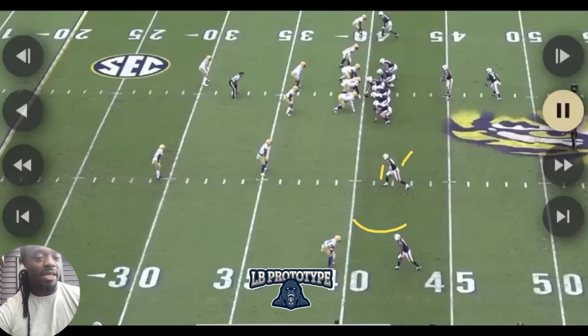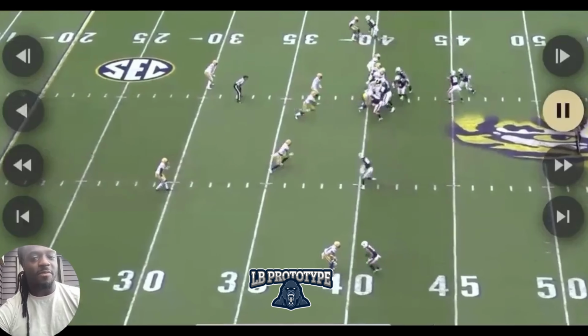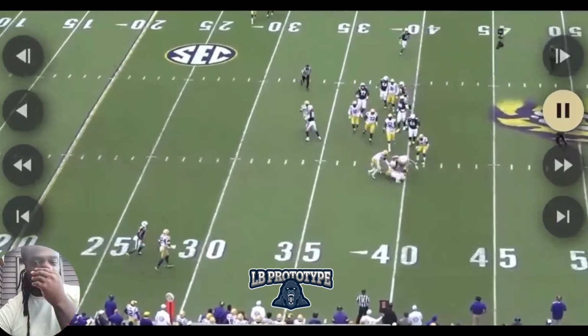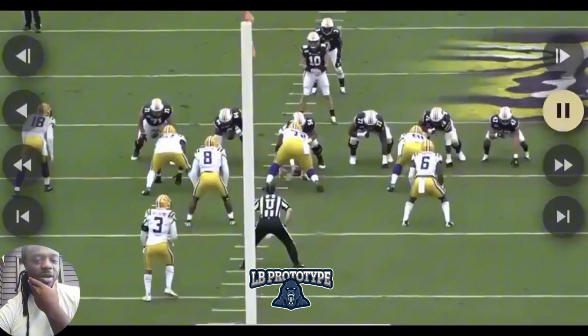Now let's talk about the Mike, because he's also on the play, and he does a good job, right? So, I mean, let's talk about it. I think he does a good job. I think he could do a better job again.